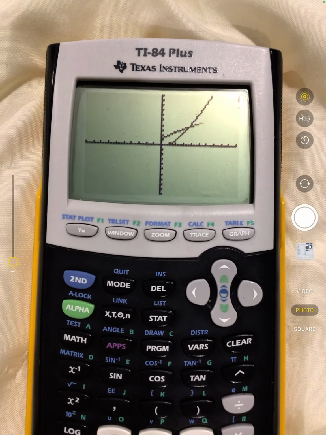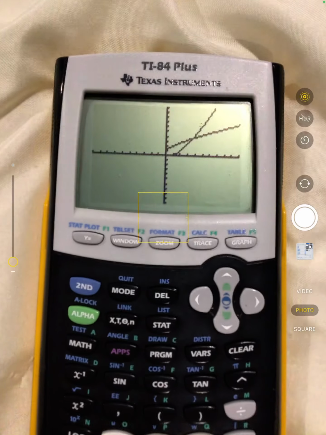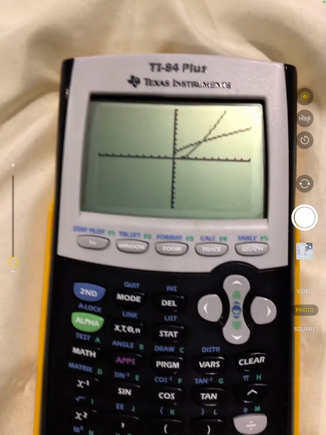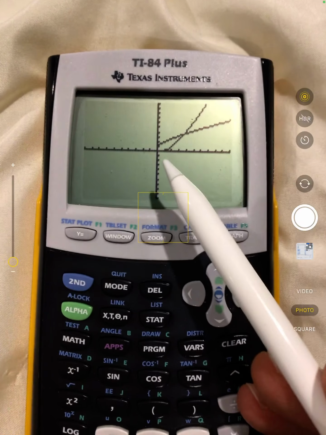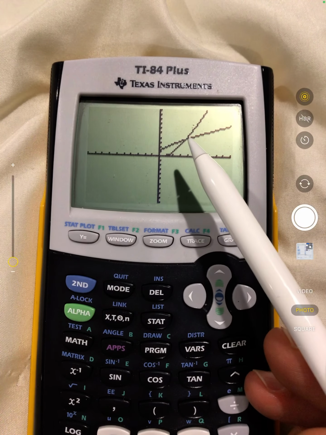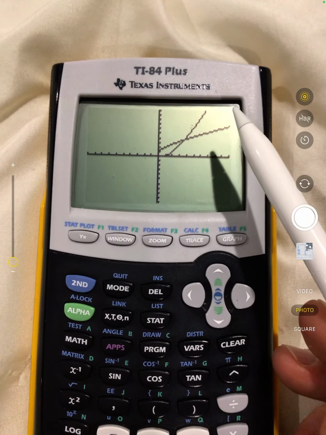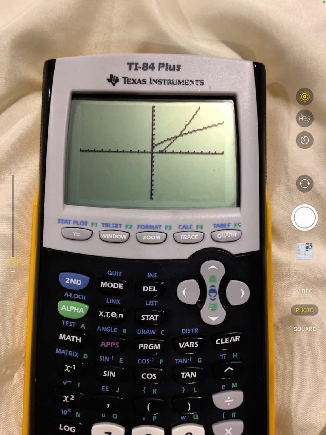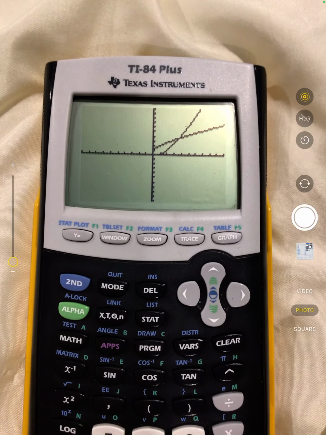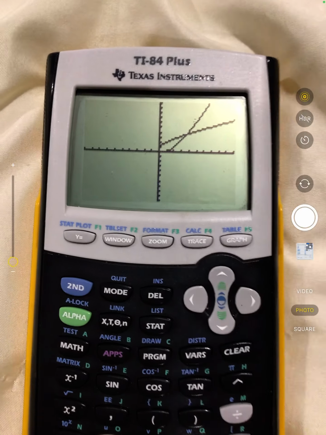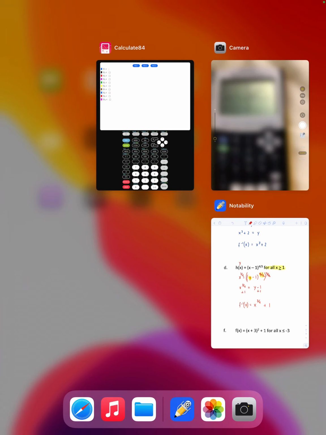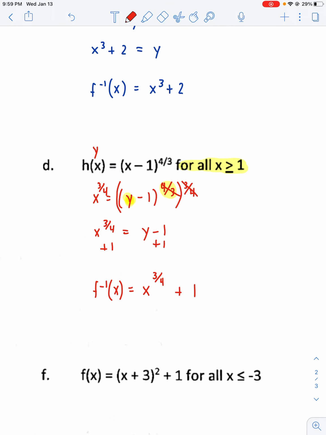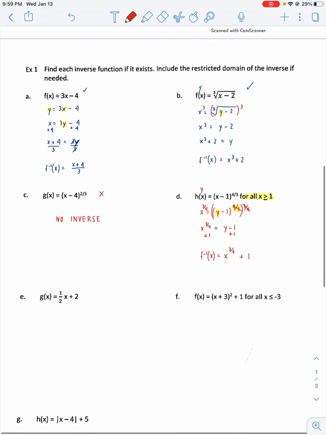And now let's see if those, in fact, reflect over the line y equals x. Remember, y equals x comes up this direction. So sure enough, it cuts it right in half. So we found the inverse function. I hope you understand that. It's not overly difficult, but it does have some tricks to it, okay? But that's how you find the inverse.